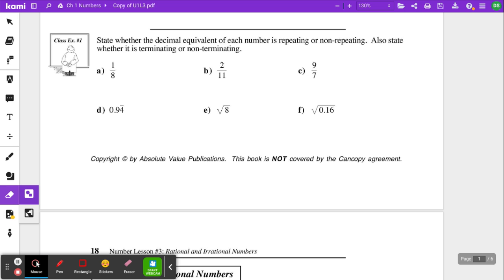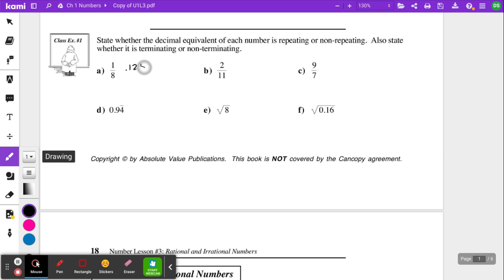Okay. Talk about these. Okay, 1 over 8. Ready? What do you think? Repeating or non-repeating? 0.125. So this is non-repeating. Does it end? Yes. And it terminates.